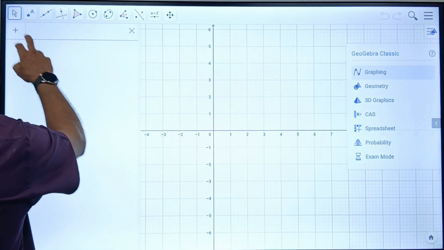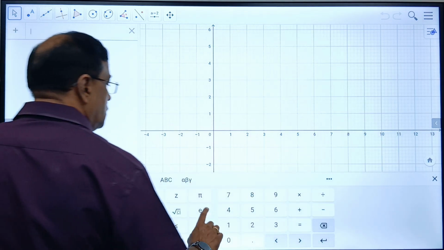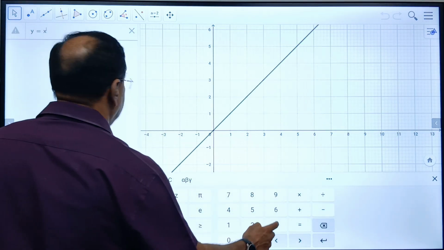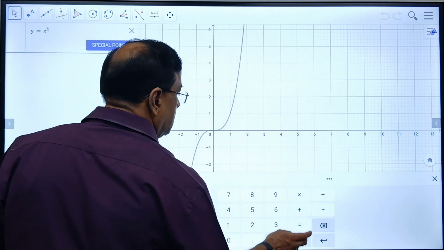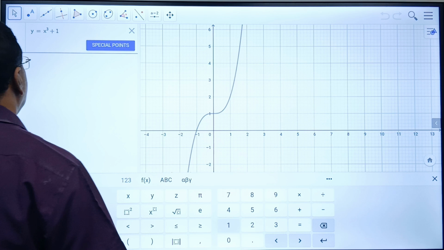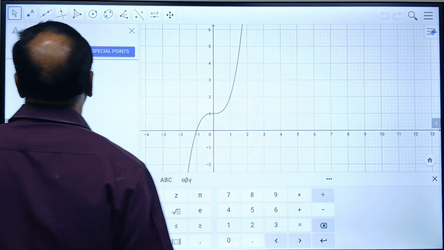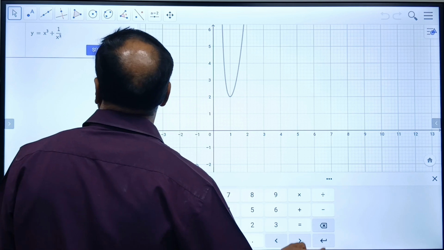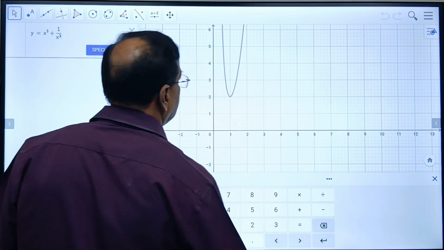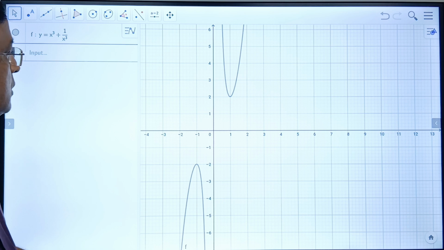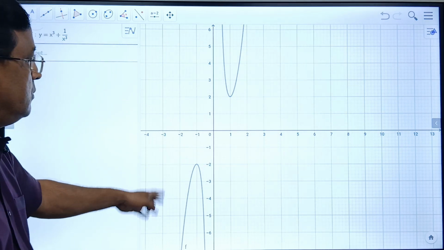So what is the function? The function is y equal to x cube plus 1 by x cube, that is, x cube plus 1 divided by x cube. Correct? So you can see this is the graph.